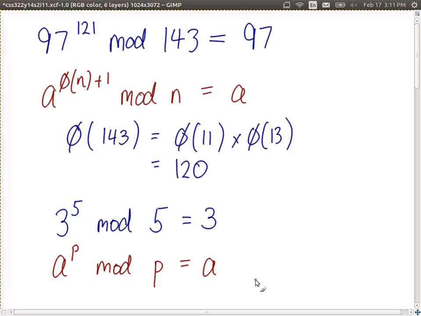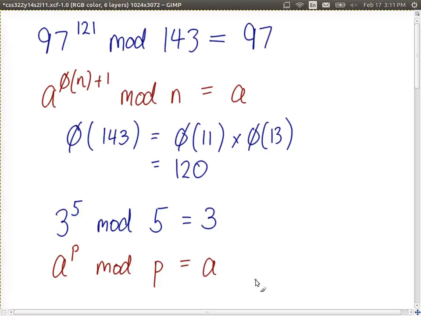Any questions? Something to the power of 3. 3 to the power of 3. Try it. You mean 3 to the power of 3 mod 3? What's 3 mod 3?